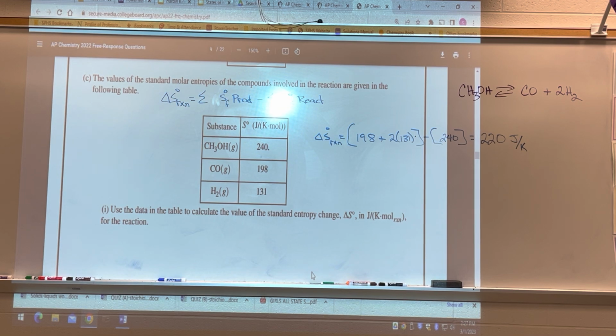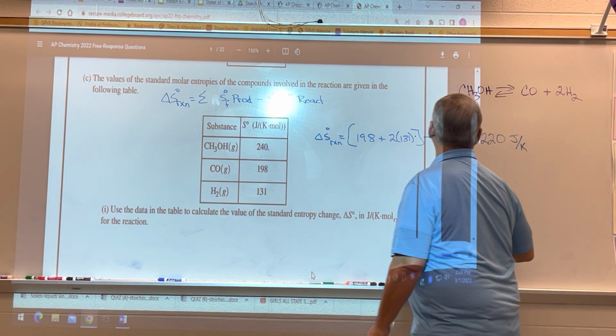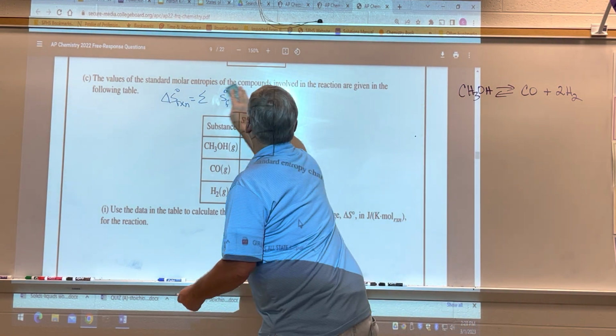Since we're just given entropy, we're not going to use the delta G equation. We're going to use the other entropy equation. But delta S, delta H, delta G are all products minus reactants. You calculate them all that way. Delta S comes out in joules. The other two come out in kilojoules. So we got that. Okay? So remember the 220.